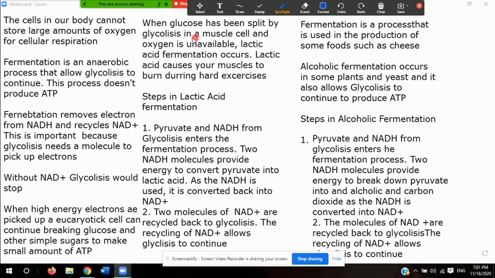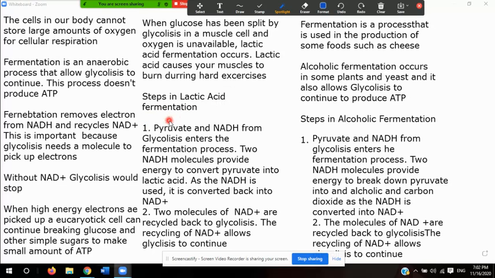It says when glucose has been split, and here's an example of lactic acid fermentation, which is an example of what happens to our muscles when we're exercising and we start getting tired, or we start feeling that burning sensation in our muscles, right? Now, we're using exercise as an example, but it's not just exercise. There are other activities that can cause this to happen. It says when glucose has been split by glycolysis in a muscle cell, and oxygen is unavailable, lactic acid fermentation occurs. Lactic acid causes your muscles to burn during hard exercise.